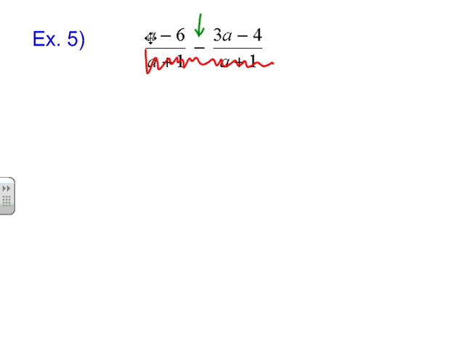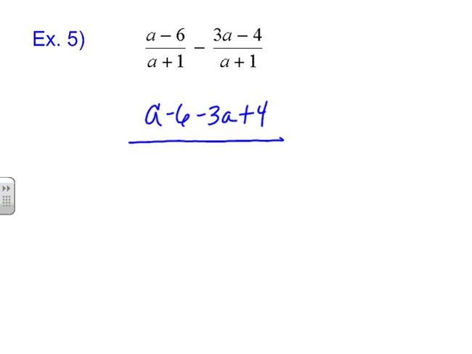You don't want to just say this is a minus 6 minus 3a minus 4. We're not just subtracting a 3a, we're subtracting this entire binomial. By doing so, we have to extend that negative not only to the 3a but also to the negative 4. So when we rewrite this in our numerator, it'll be minus 3a plus 4. So our numerator is a minus 6 minus 3a plus 4, and our denominator is a plus 1.